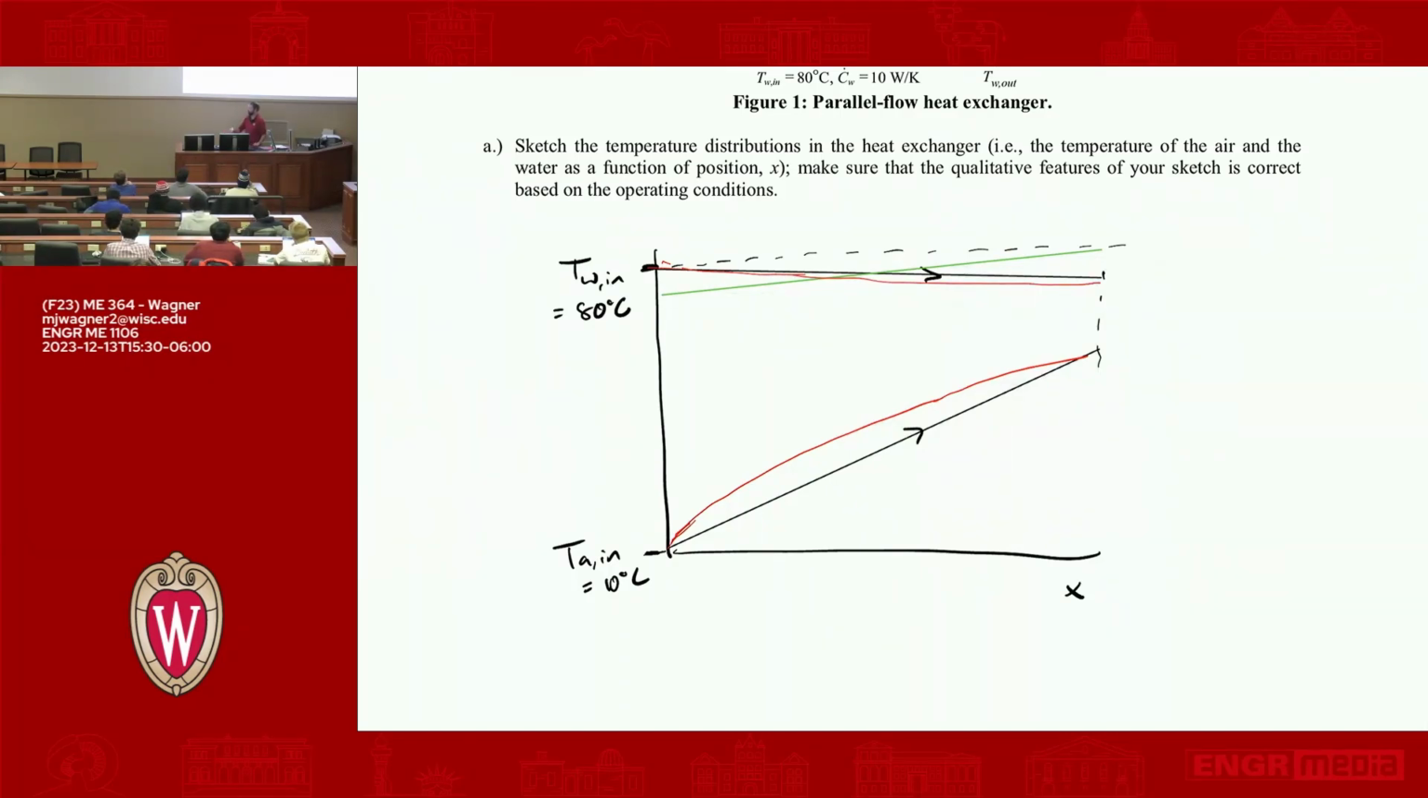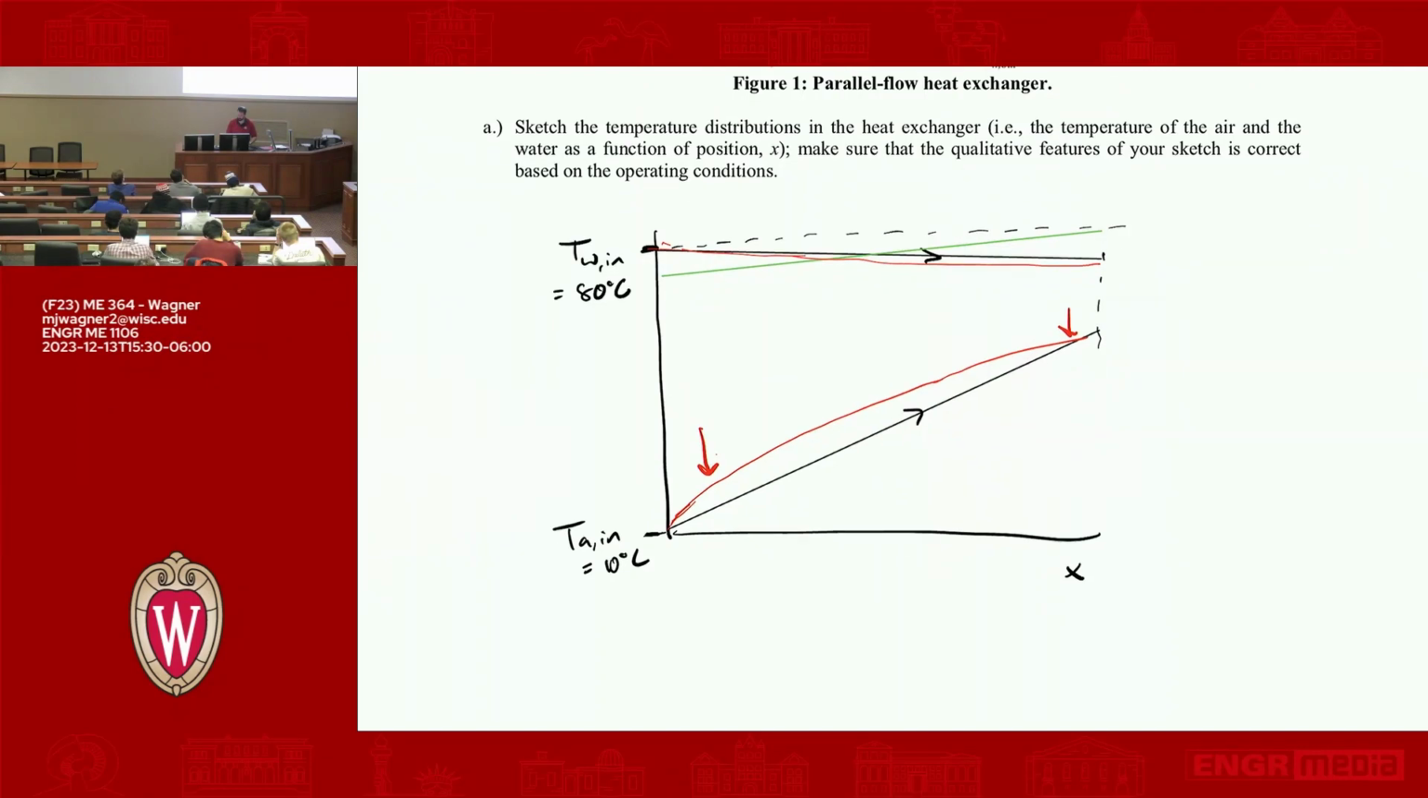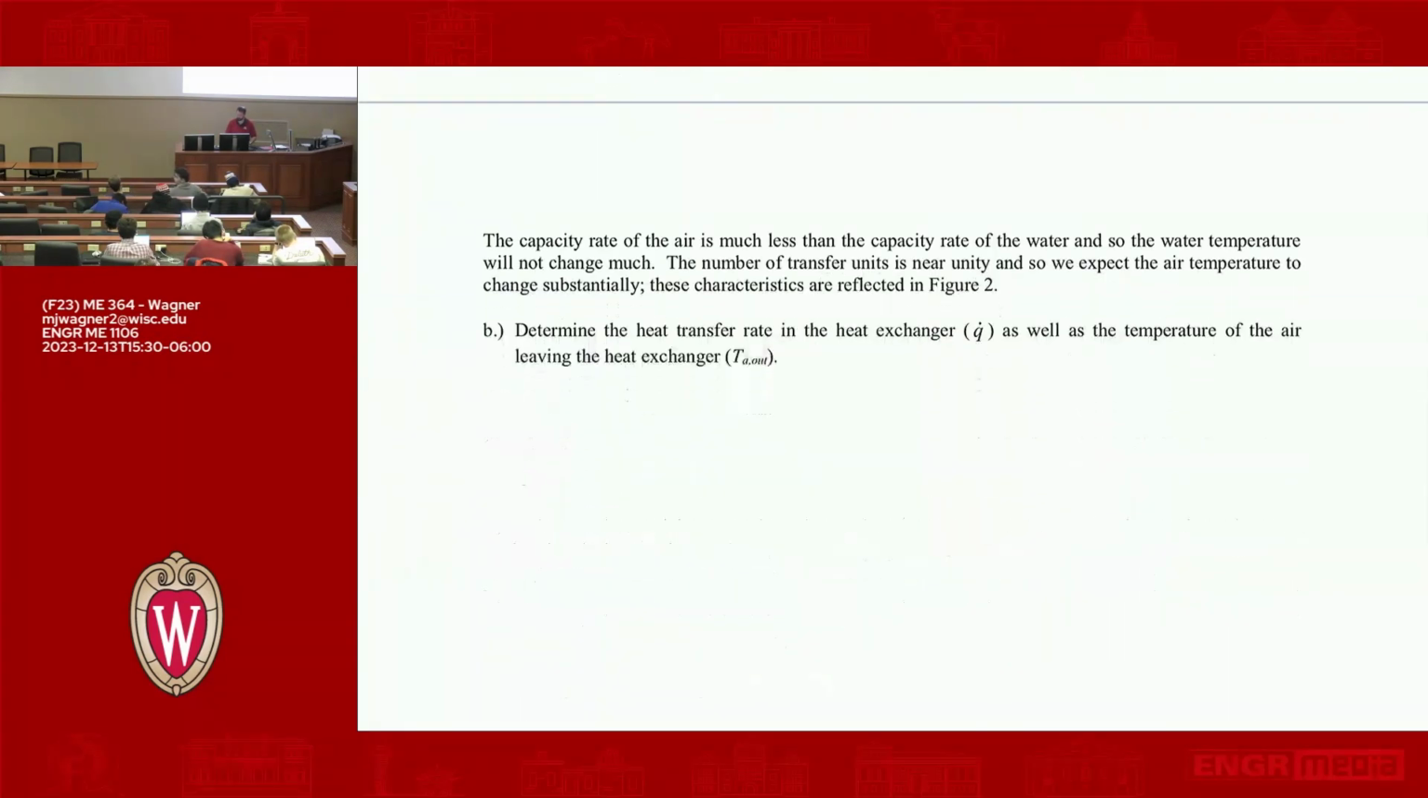There's a steeper increase here than there is here, because there's a larger temperature difference at the inlet. The solution in the exam folder gives it with straight lines. I don't really like that. I'd prefer that you actually capture the fact that there's a dependence, but that's where that comes from. Okay, so that was part A. We can go on to part B.